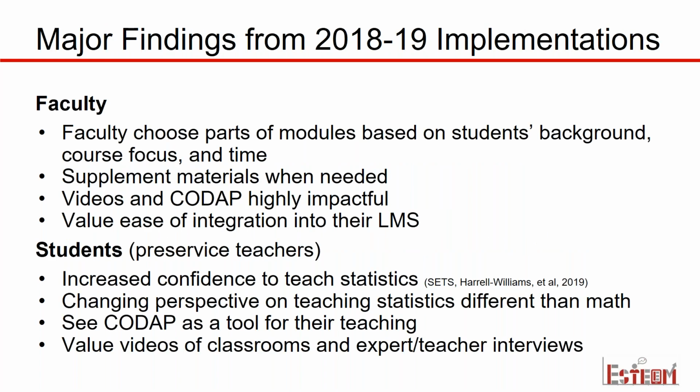Some of our major findings, and this is way top level information, is that faculty do choose parts of modules to use based on their particular students' backgrounds, the focus of the course they're teaching, and the time. Time is an issue that we all struggle with, and it comes up in our evaluation a lot: I have to make decisions because of the time and all the other things I have to cover in my course. So we're no different than secondary teachers who often put teaching statistics off to the end of the year.